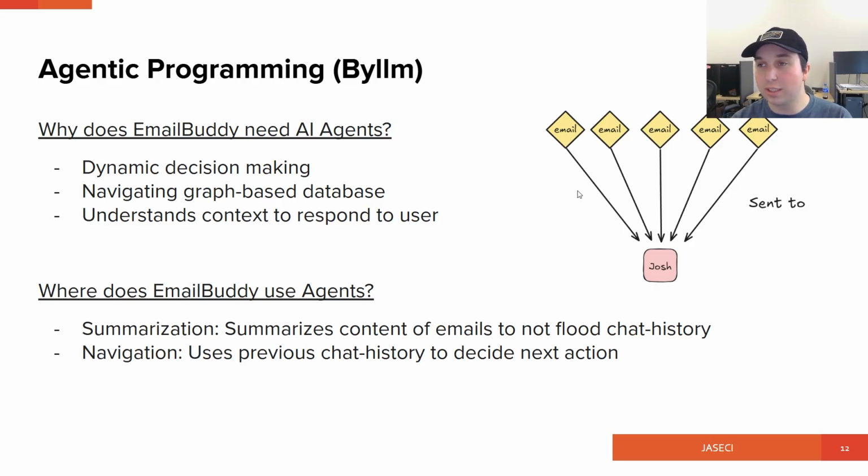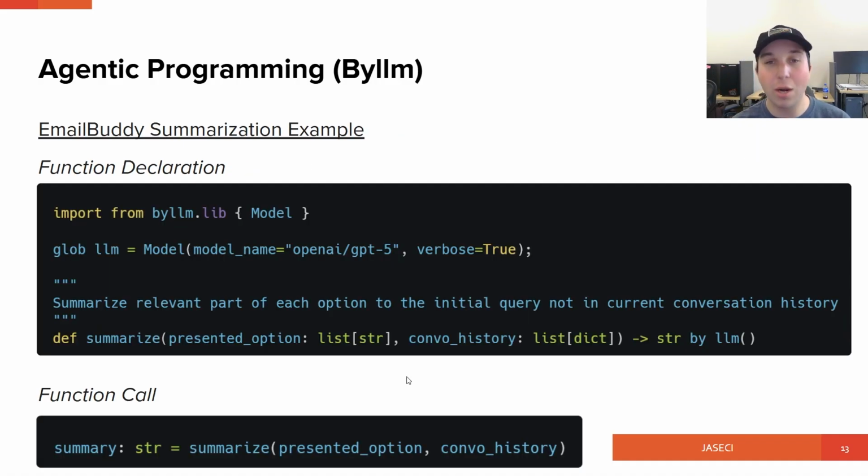For the navigation part, especially, you can see up here, you have a lot of different emails. It's kind of difficult to then decide what the best course of action is. So we're going to be summarizing these emails, then figuring out what the most relevant part of these emails are, and then navigating to our next node we're going to be exploring, right? So how do we do this?